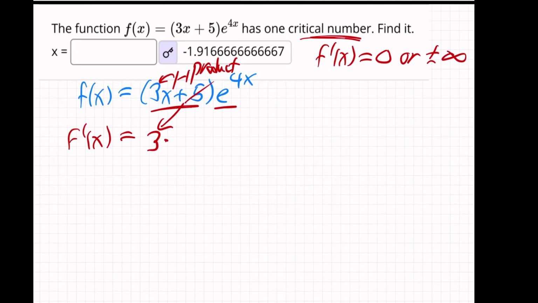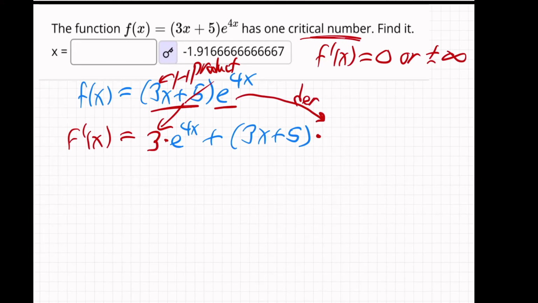Unchanged. Plus the first function unchanged, it's not his turn now, times the derivative of the second function. Derivative of the second function because it's his turn.